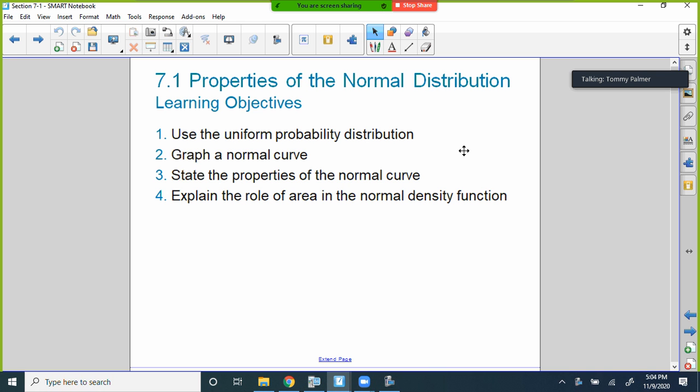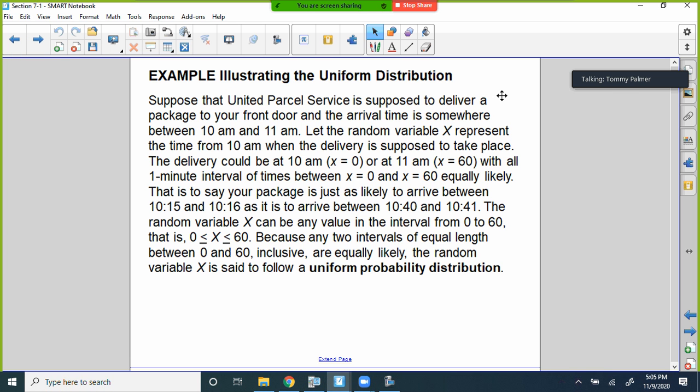Bell-shaped curve. So we'll get back into the empirical rule and all of that that we have kind of looked at in previous chapters, but not to the extent we will here. So just to kind of illustrate a uniform distribution, I pulled in this example, which is pretty cool.